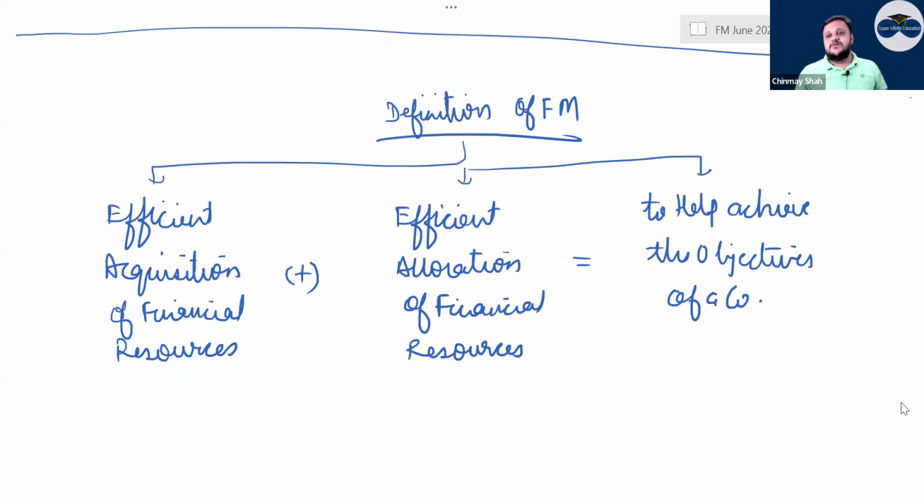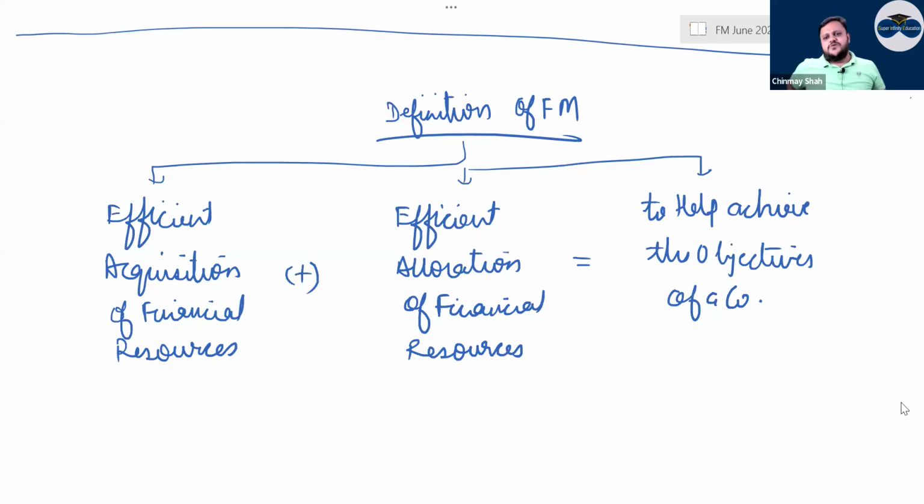You would get the best labor from the market, efficient and best labor, right? So when you are allocating the financial resources, you have to do efficient allocation of financial resources. If you do both these things, the objective of a company will be fulfilled, right?